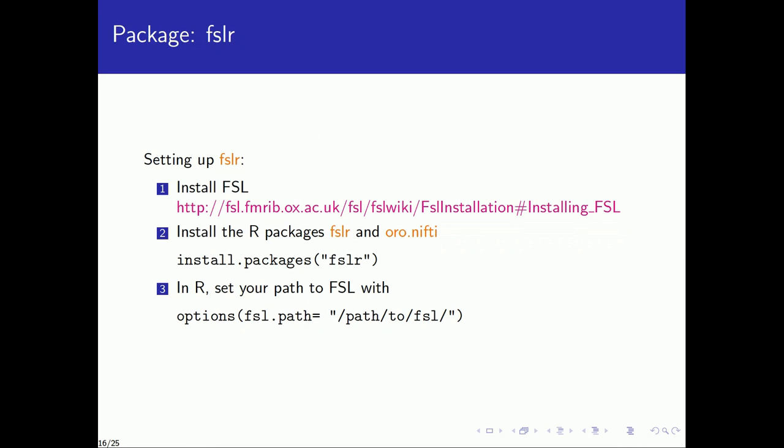Okay, so how you would set up FSLR. You have to download FSL first, so there's a link for doing that. Then you just get this R package, FSLR, and then you use this options command to set the path to where FSL is on your machine. It'll probably be in the applications folder. And that's all you need to do to get started using FSLR. Any questions about that?